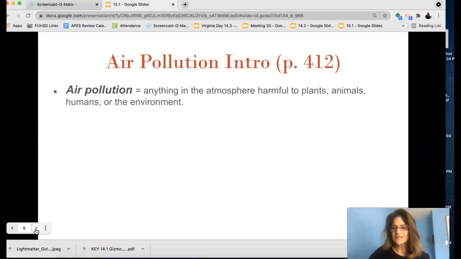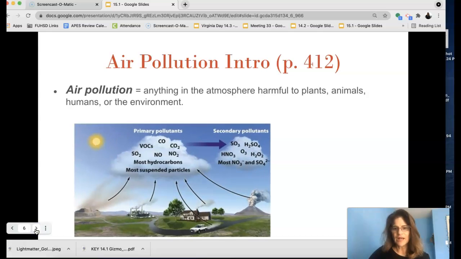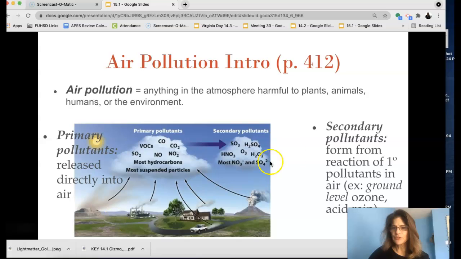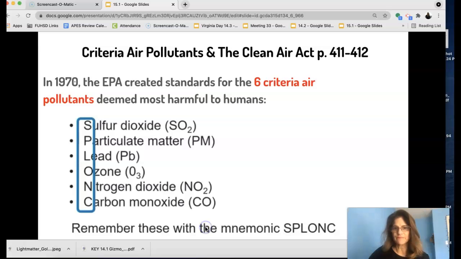We define air pollution as anything in the atmosphere that's harmful to plants, animals, humans, or the environment. And we categorize two broad groups of pollutants. We have primary pollutants, which are released directly from the source into the air. And then we have secondary pollutants, which form from chemical reactions of one or more primary pollutants with something in the air, usually water vapor. Two examples of secondary pollutants are ground level ozone and acid rain.